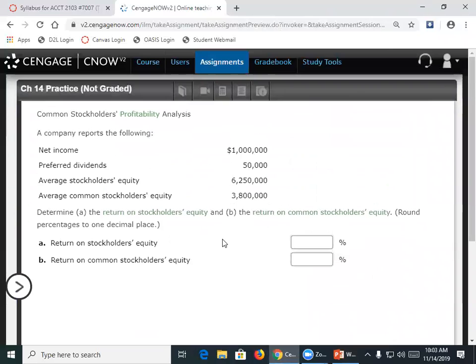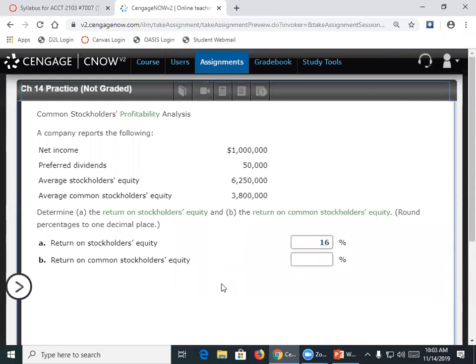Okay, so our last profitability analysis ratios. A, return on stockholders' equity. So again, on stockholders' equity, we're just dividing net income by average stockholders' equity. So 1 million divided by 6.25 million. What's my return on stockholders' equity? 16%, good. 16%, which is pretty good.